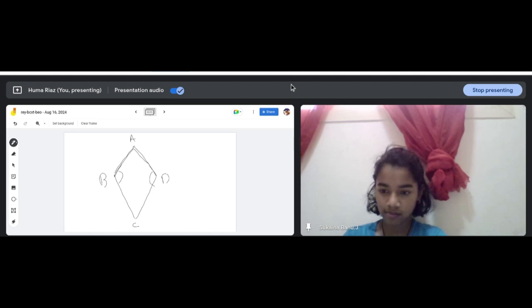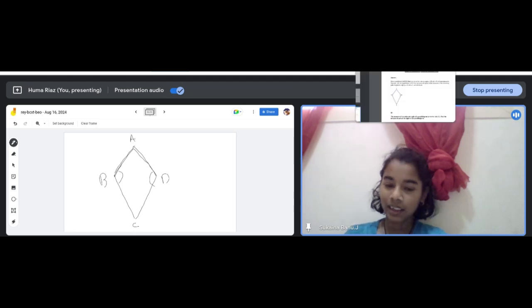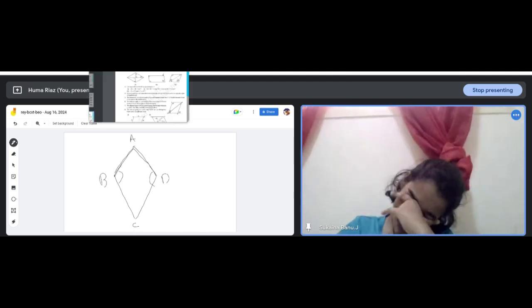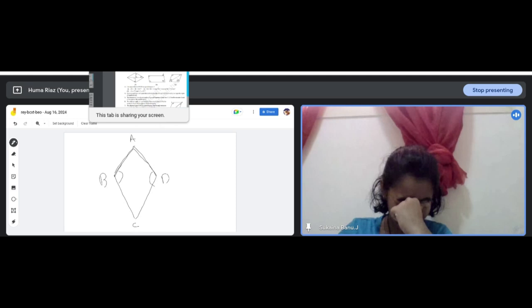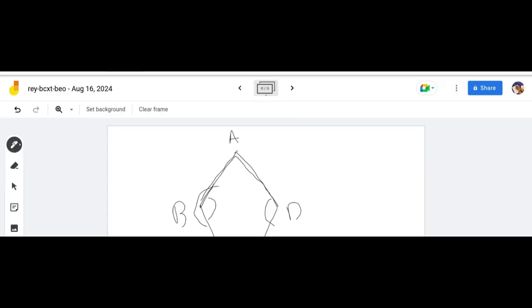This is basically a quadrilateral, but it has one feature in common with the parallelogram. What is that feature? It has the same angle measures in opposite directions. It has the same opposite angle measures. So we have to write the answer of question number 4.